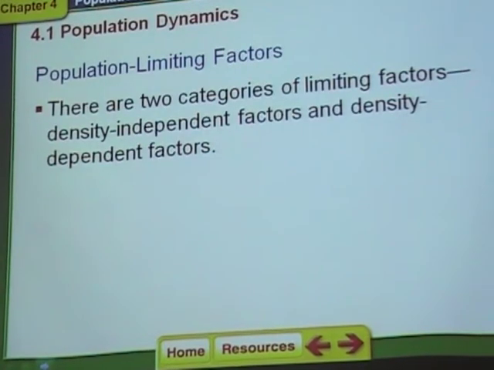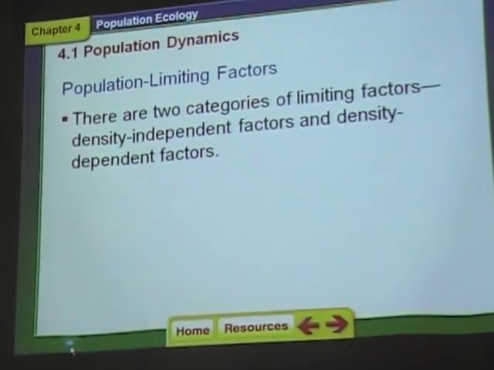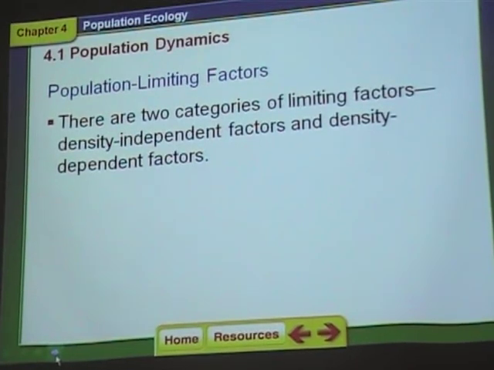Now, the next idea you need to know is called limiting factors. A limiting factor is something that affects a population. It could be things like disease, competition, predation. It keeps the population from being able to expand forever.